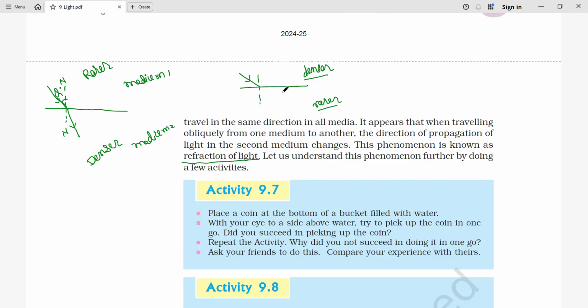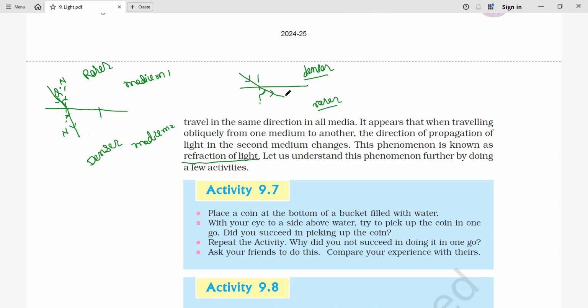अब ये क्या है, denser medium is going to where? To the rarer medium. So this will move away from the normal. Okay. In case of rarer medium, this angle is going to become large, where this angle is going to become small. In rarer to denser, this is the denser to rarer medium.